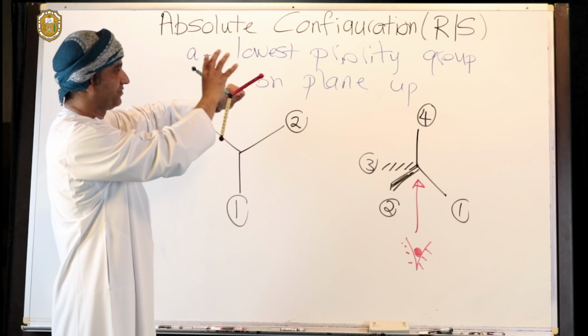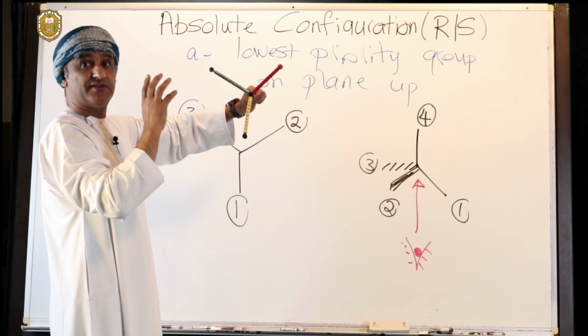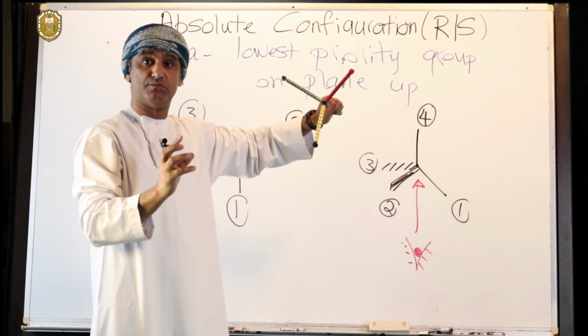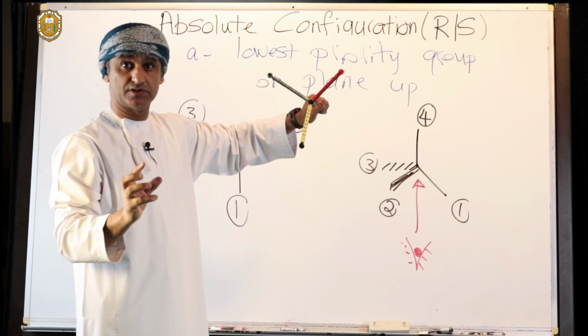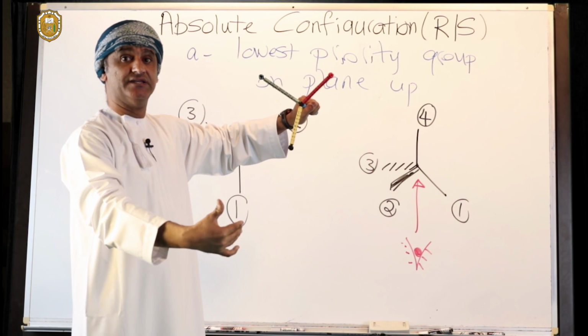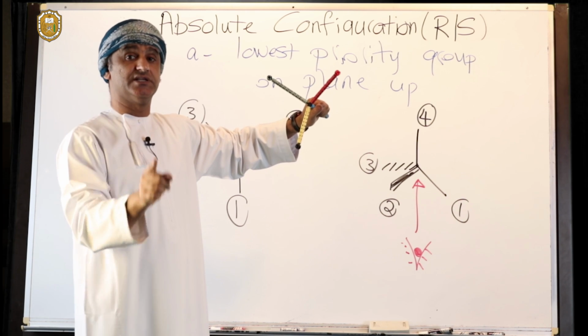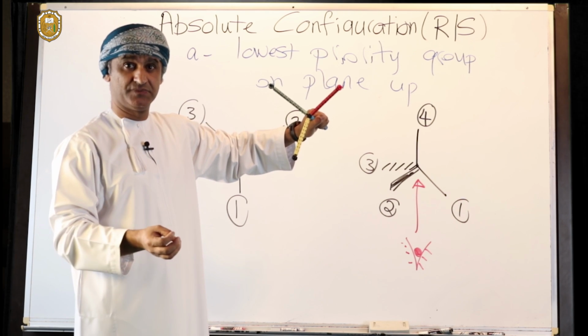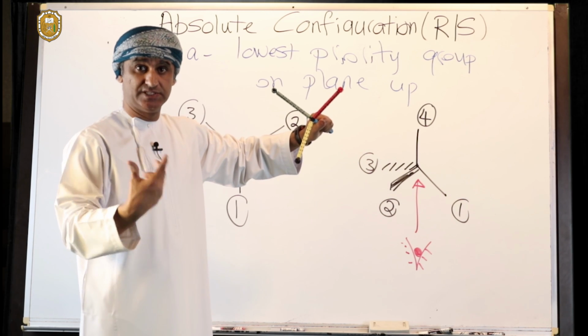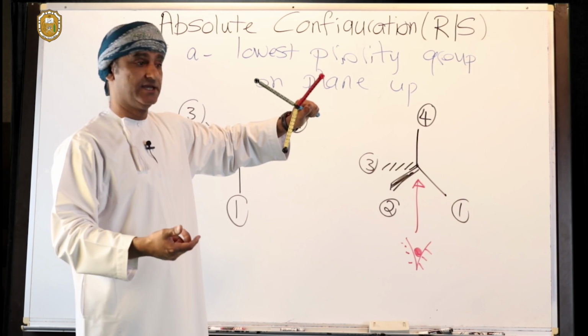Now, we have 3 bonds. Number 4 is not seen. That's exactly the point: we view the molecule so that the lowest priority group is completely behind, and then we end up with only 3, and then we check rotation. If the rotation is clockwise, then it's R. If the rotation is counter clockwise, it is S.